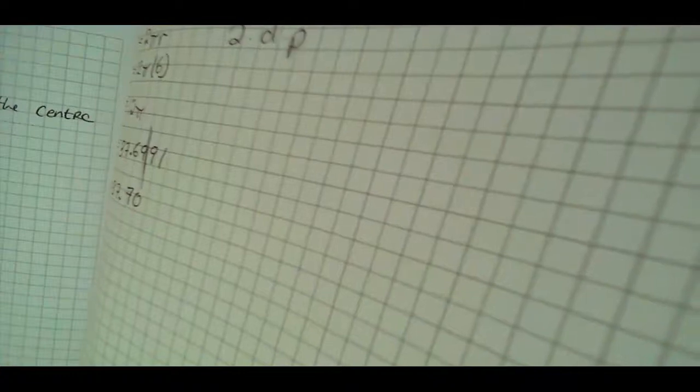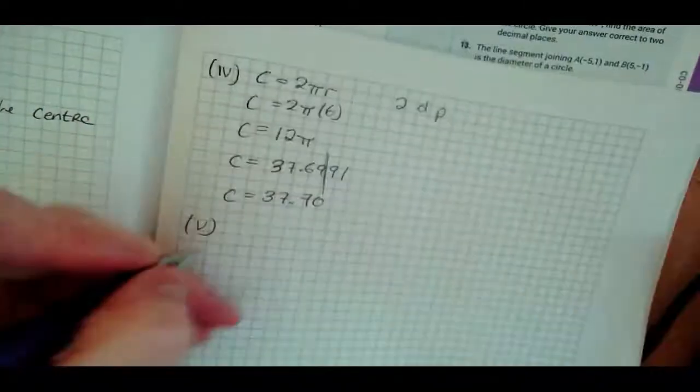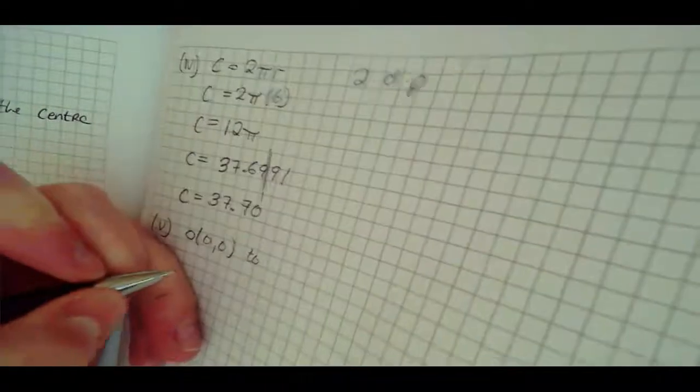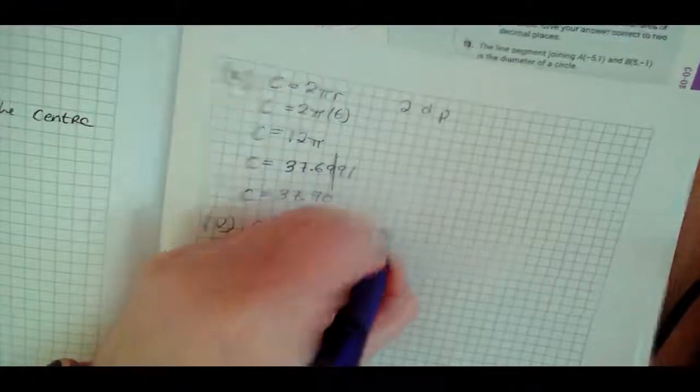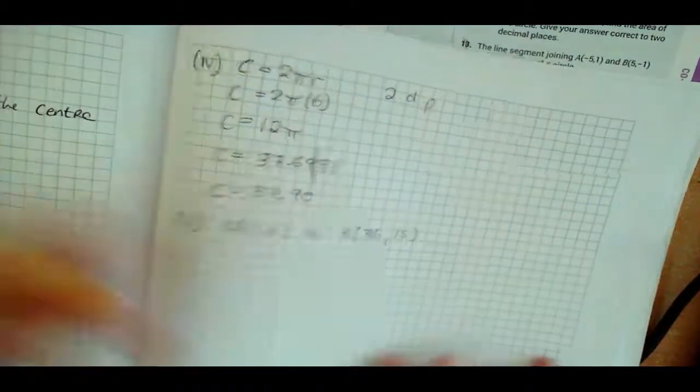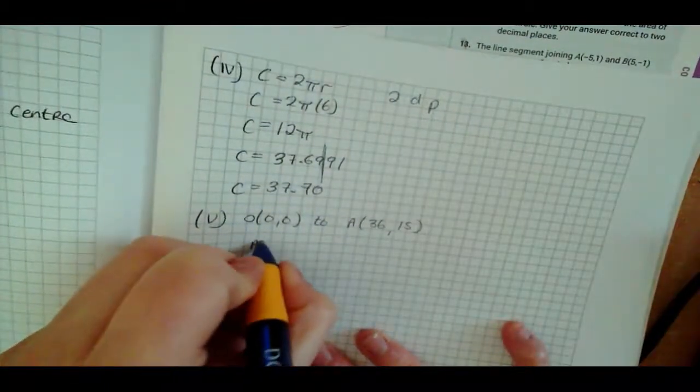And then part 5. So that asks, this is the length of the line segment joining 0, which is 0, 0, and A, 36, 15, greater than the length of the circle? Explain your answer. So again, we're looking for the distance, the length of a line segment.